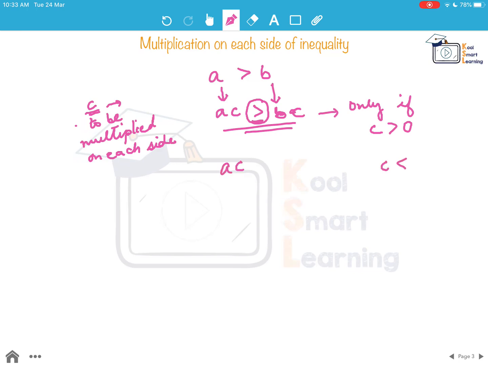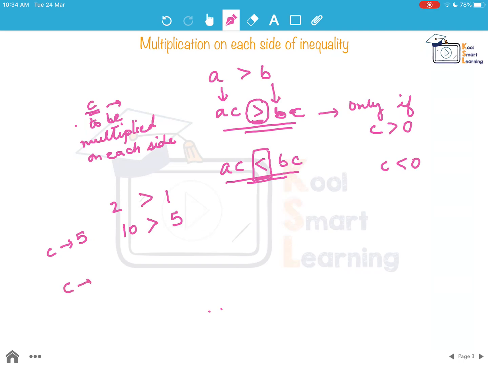If C is negative, then AC will become less than BC. So now this inequality reverses the sign. So the inequality reverses if it is multiplied with a negative number on both the sides. So let's take an example. Now supposing A is 2 and B is 1. Now 2 is definitely greater than 1. Now if we multiply this, let's take C to be 5. If we multiply this with 5 on both the sides, we get 10 on the left hand side, 5 on the right hand side. So 10 is still greater than 5.